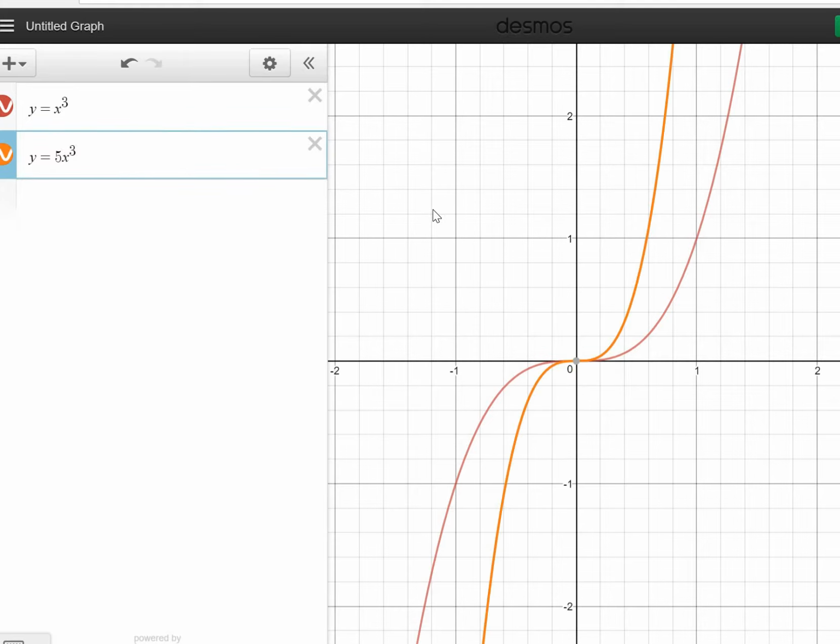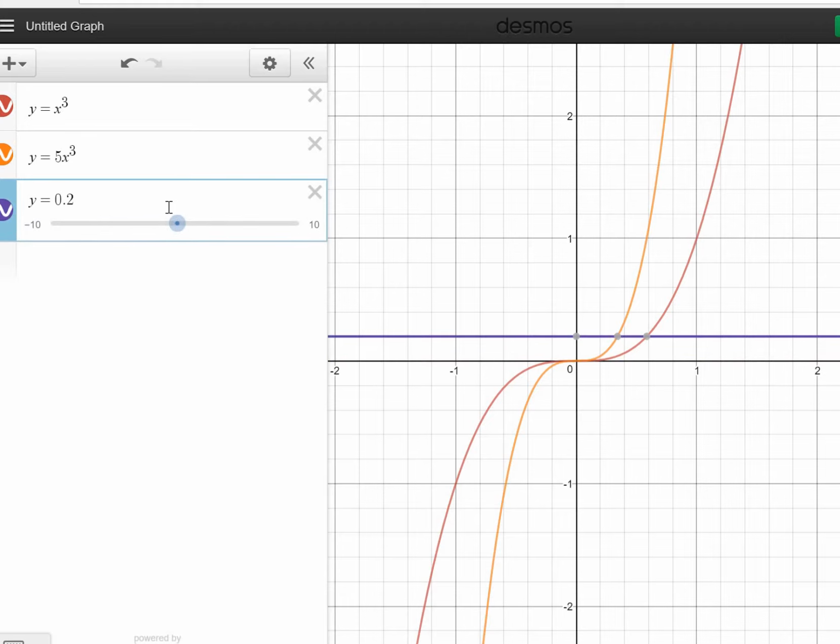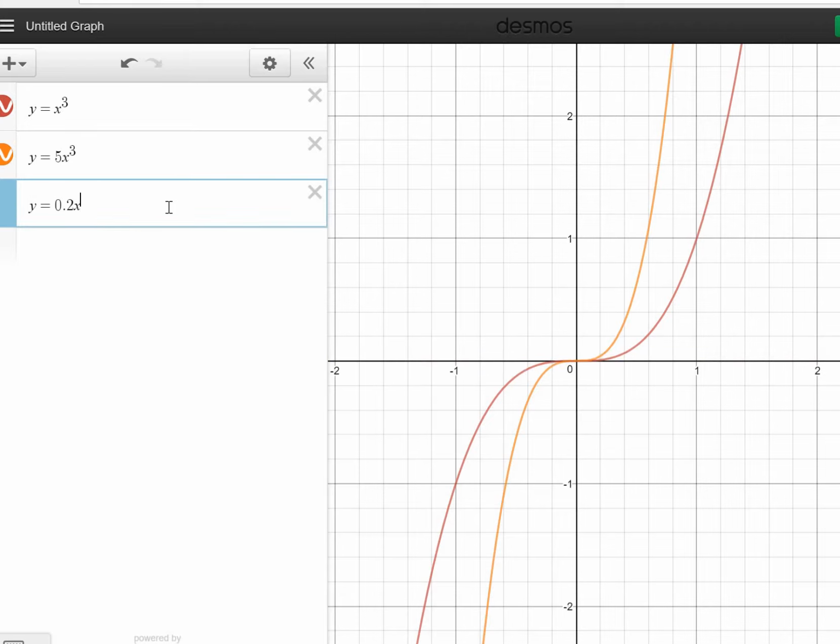Alright, so like we should expect from other graphs, when we change that coefficient out the front, we get a much steeper, narrower graph. Okay, it's still passing through 0, 0, but much steeper. And if we change our coefficient to something less than 1, say 0.2 x cubed, we get a flatter, wider cubic graph. Okay, this purple one here, that's still going through 0, 0.